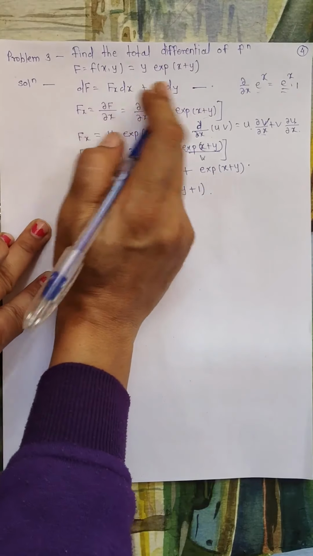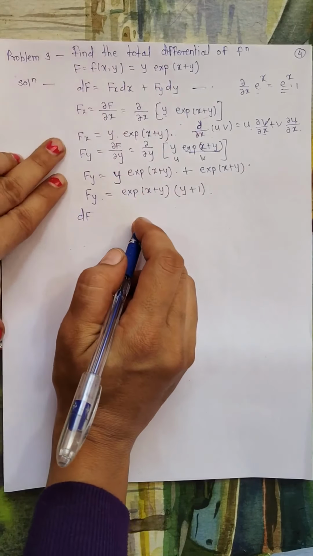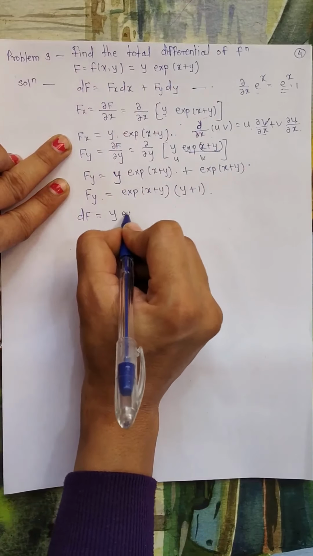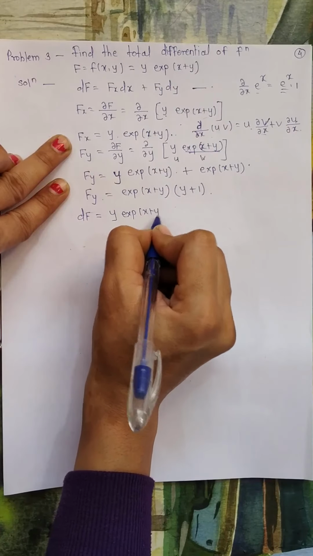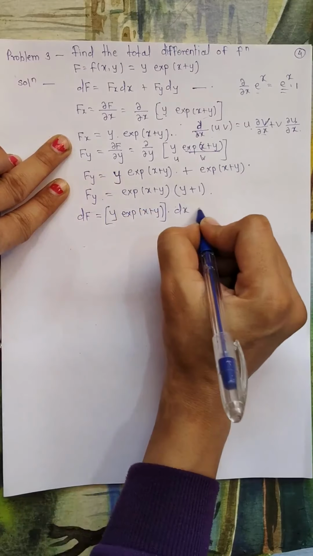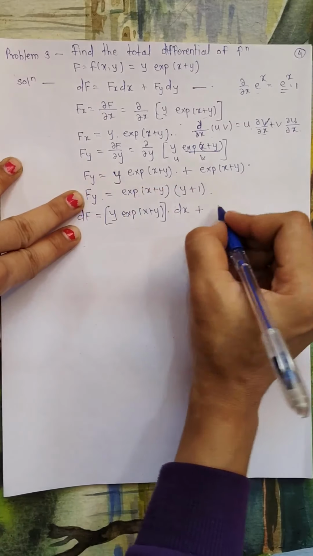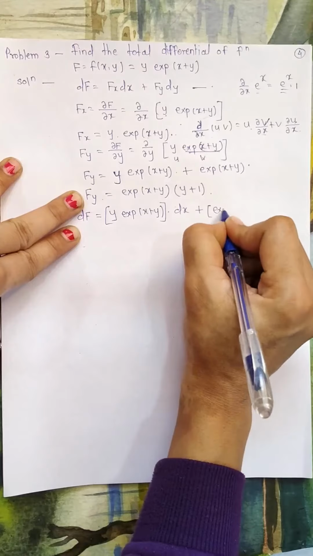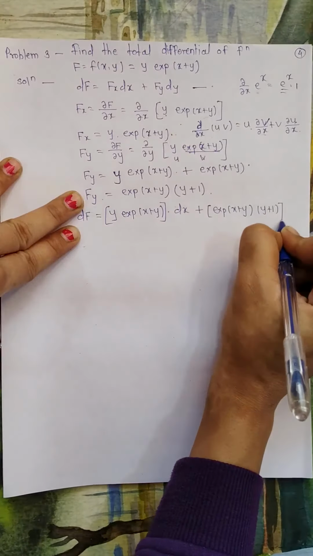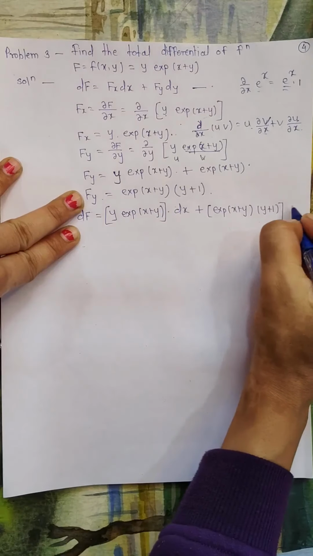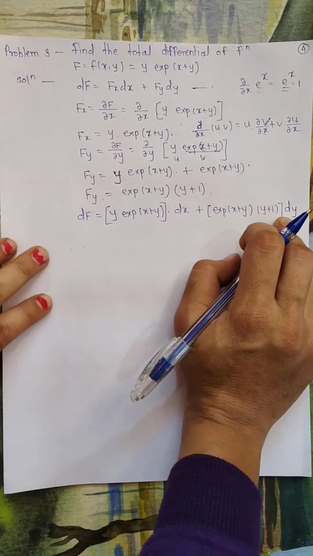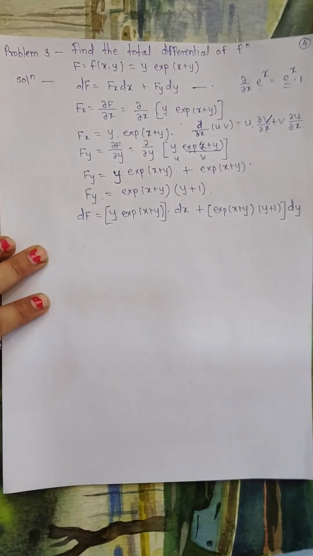So what will be df? Substitute fx and fy over here. We will get df equals y exponential x plus y into dx, that is our fx, plus what is fy? Fy is this, that is exponential of x plus y into y plus 1 and into dy. So this is the total differential and solution for problem number 3.